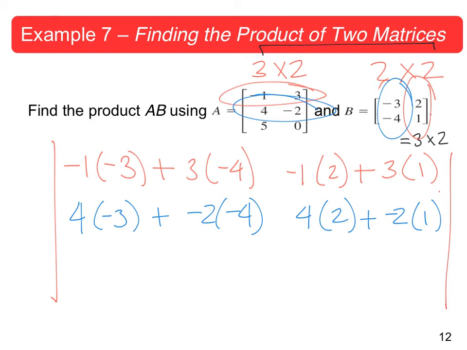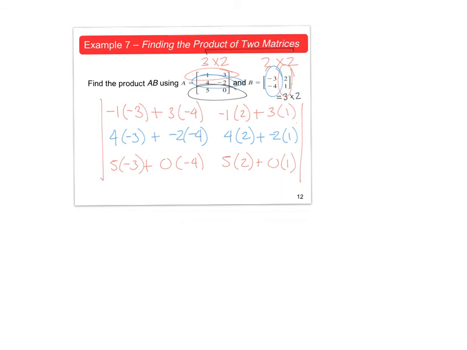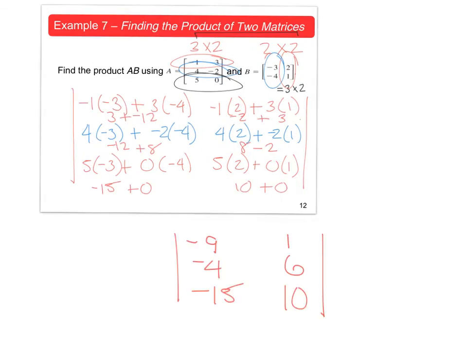Now that we're done with row 2, we move on to row 3, and we match it up with the columns. So that's going to be 5 times -3 plus 0 times -4. And then I have 5 times 2 plus 0 times 1. And now we're going to simplify it. And when we simplify it, this is what we get. And notice that I have my 3 by 2.